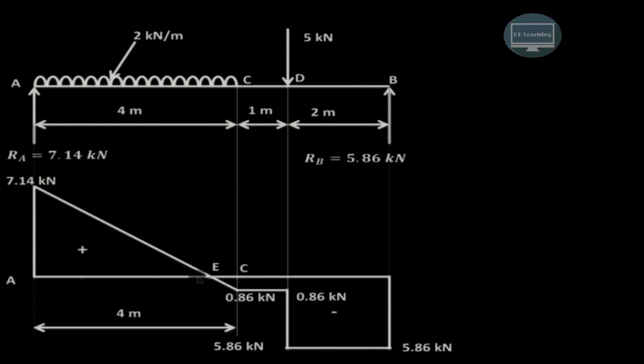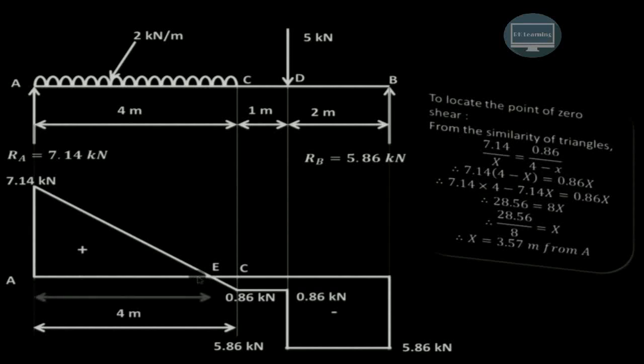Suppose we take into consideration this distance as x from A. So now as we have seen that this is 4 meter and we have assumed that this distance is x meter, naturally this remaining distance will be 4 minus x meter. And now you can see these are the two similar triangles that have formed over here. For example, this A, E and this particular triangle, and here it is E, C and this particular triangle. So this is one similar triangle that we have obtained, and this is another similar triangle.